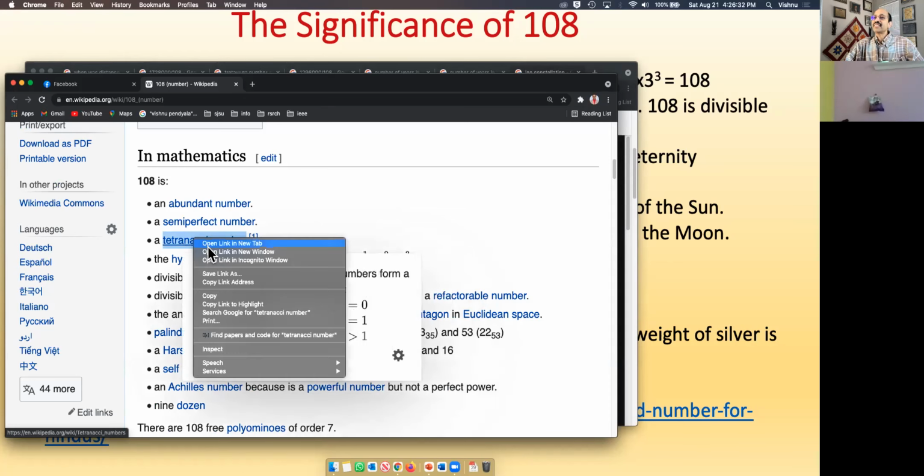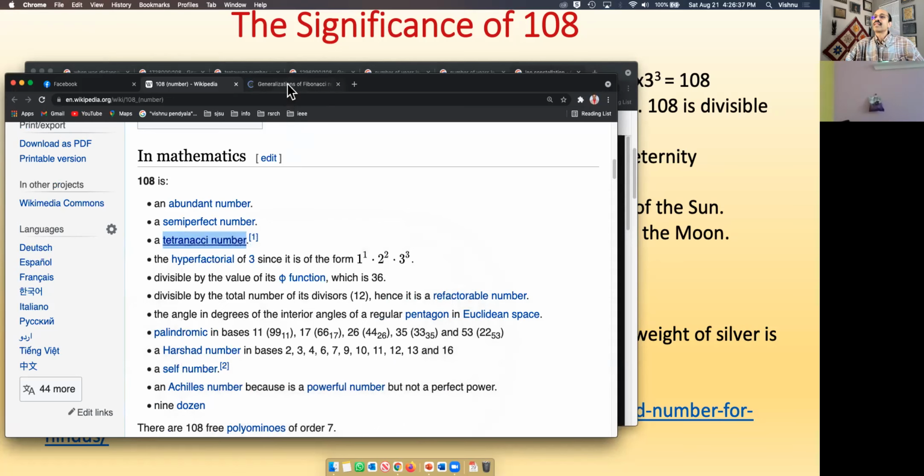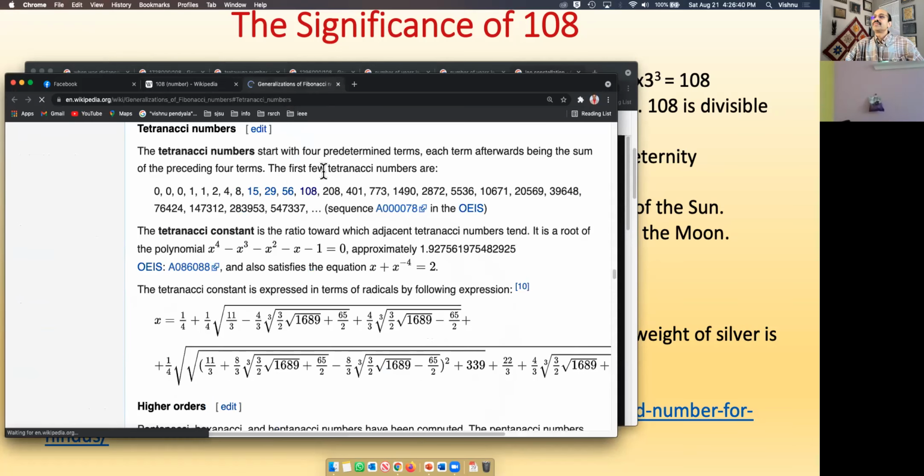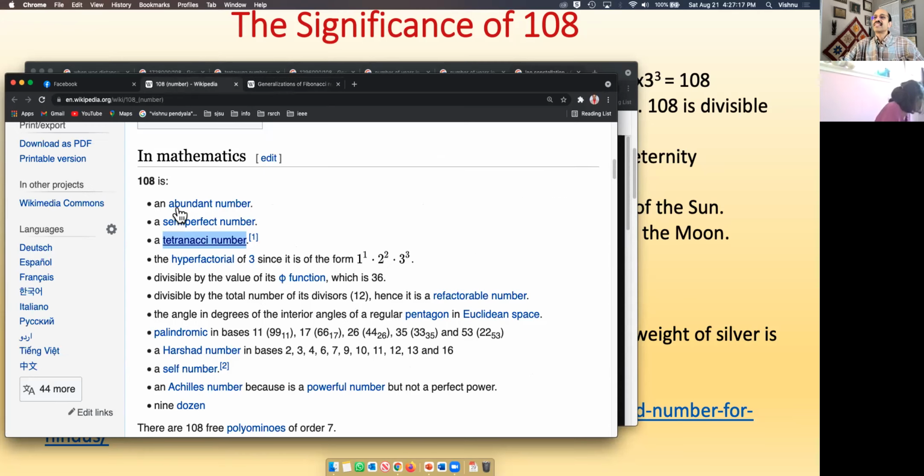Fibonacci numbers are one of the first programs that you write when you learn programming. Yeah, it's the same thing as the Fibonacci sequence. And Tetranacci numbers start with 4 predetermined terms instead of 2, and then each term afterwards is the sum of the preceding 4 terms, not 2. If it is 2, it is Fibonacci. If it is 4, it is Tetranacci. Because tetra means 4. So 108 is called a Tetranacci number.